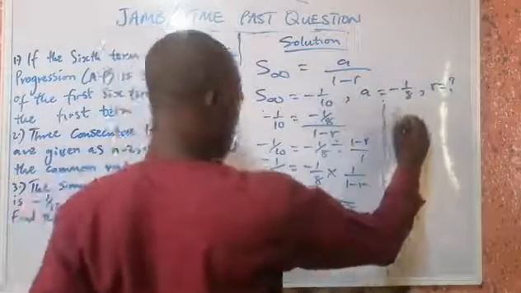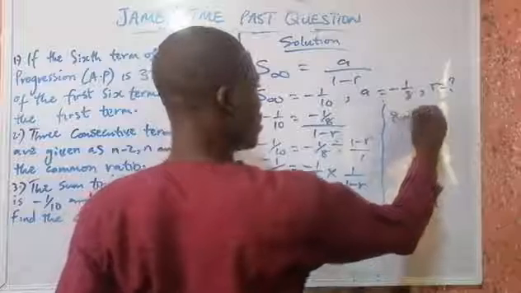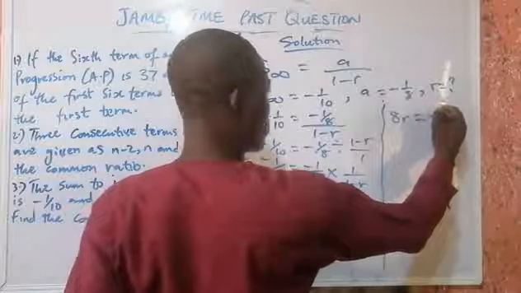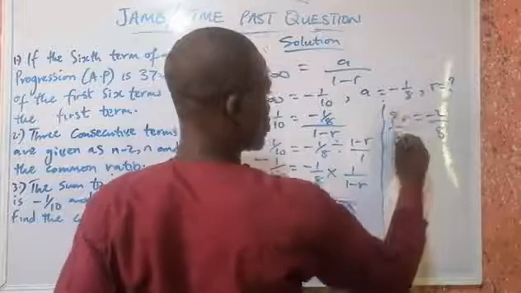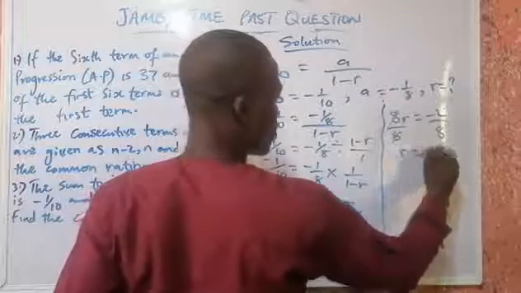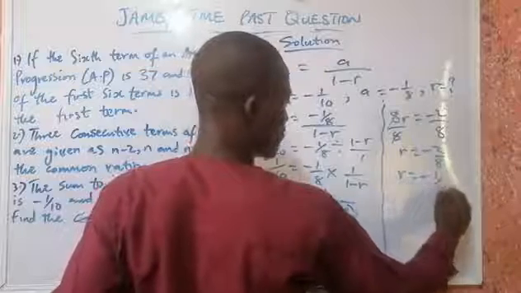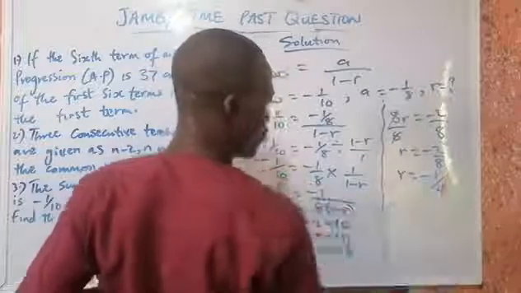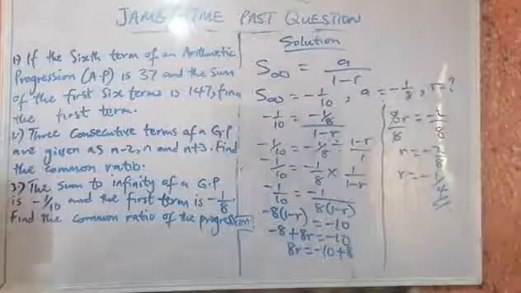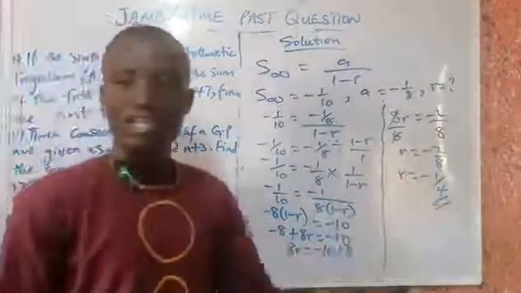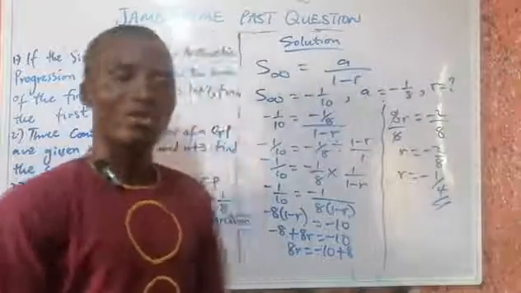And then I have 8R equals minus 2. Divide both sides by 8. 8 cancel 8. I have R equals minus 2 over 8. R equals minus 1 over 4. 2 here 1, 2 here 4. Okay, so if you check your option, for this kind of question, they may actually leave it in fraction for you as common ratio equals minus 1 over 4.